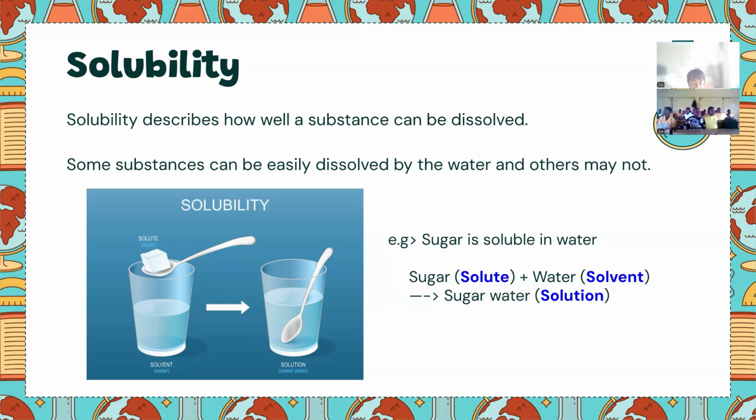And you can classify certain objects by using this property of solubility. If you know that some object is soluble in water and another object is not, then you can tell which is which.